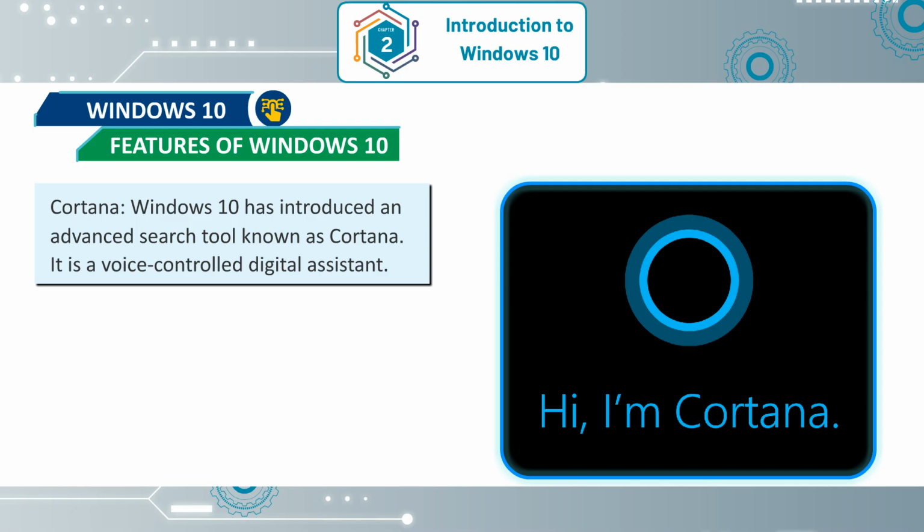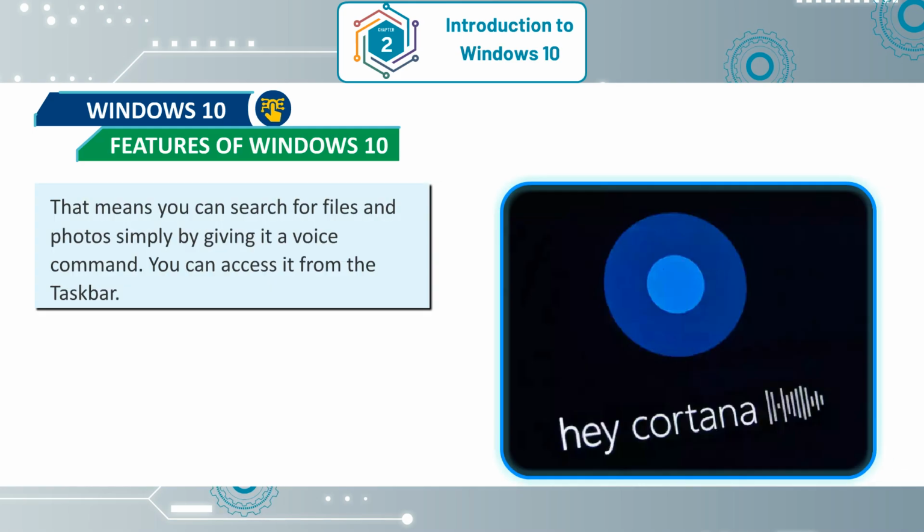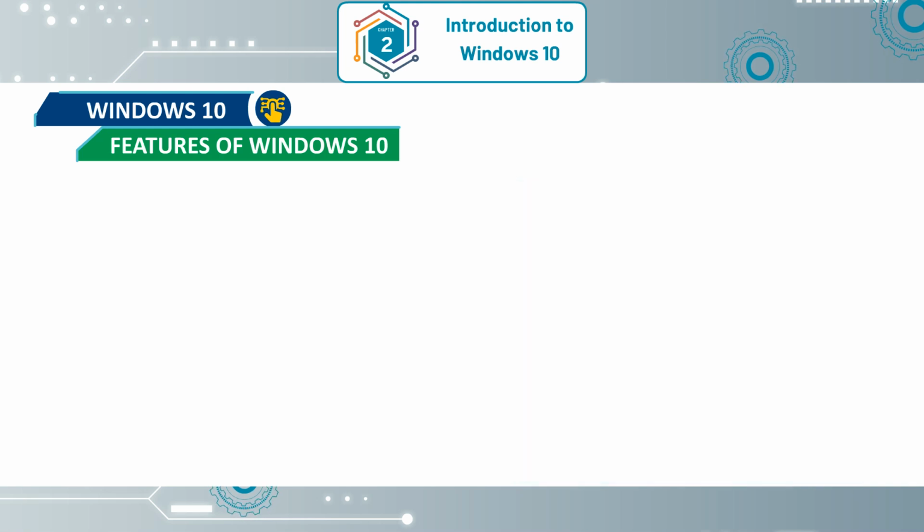Cortana. Windows 10 has introduced an advanced search tool known as Cortana. It is a voice-controlled digital assistant. That means you can search for files and photos simply by giving it a voice command. You can access it from the taskbar.